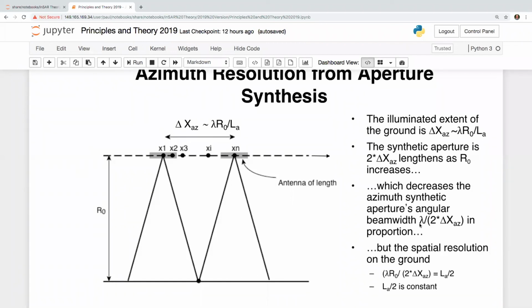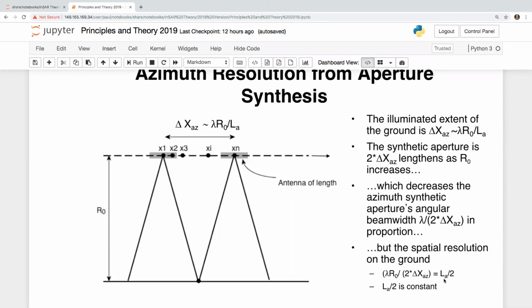So the angular beam width of this synthetic aperture is lambda divided by that synthetic aperture length. Remember, lambda over L is the beam width of an antenna. Lambda over the synthetic aperture length is the beam width of this synthetic aperture. So that's this number, and if you plug in these various numbers and calculate what the spatial resolution for that synthetic aperture would be, basically lambda over the synthetic aperture times the range, it comes out to basically just the antenna length divided by 2.